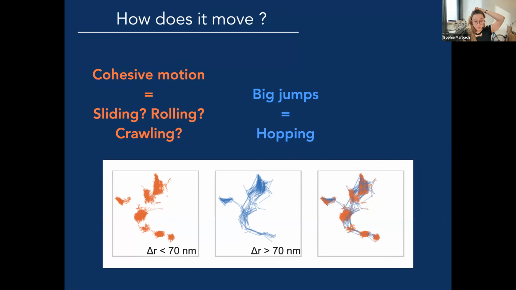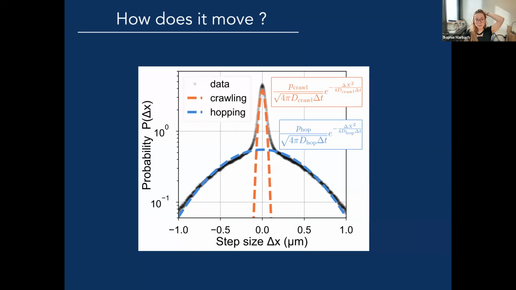Okay, we can go a bit further. One thing we can do is, from this distribution of steps, we can model it by the sum of two Gaussians, which will tell us the probability to be in one mode or the probability to be in the other mode. That's the first step. So for example, the probability to crawl or to hop. And we can do that at all the temperatures that we're observing our system at.